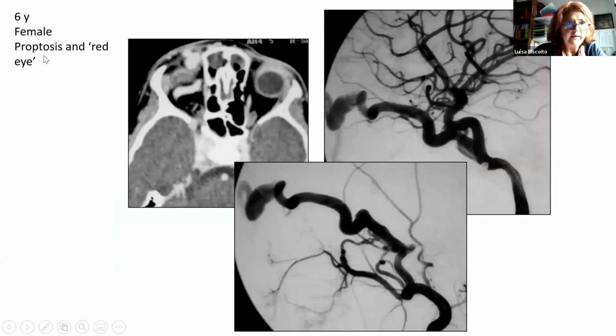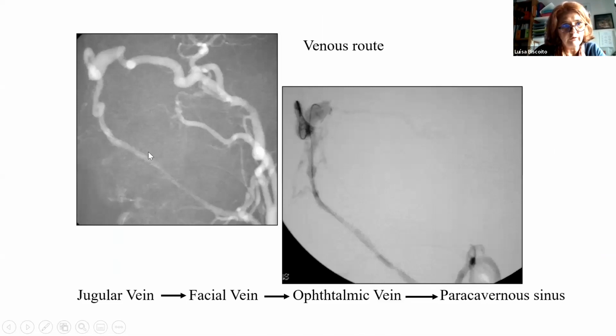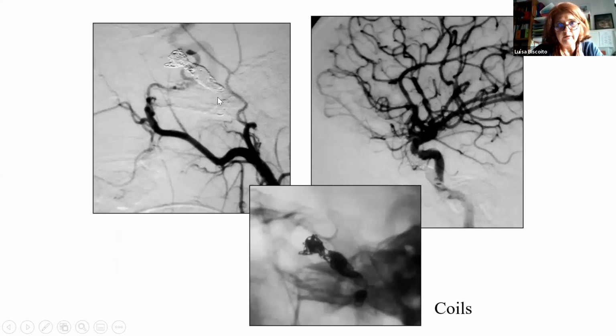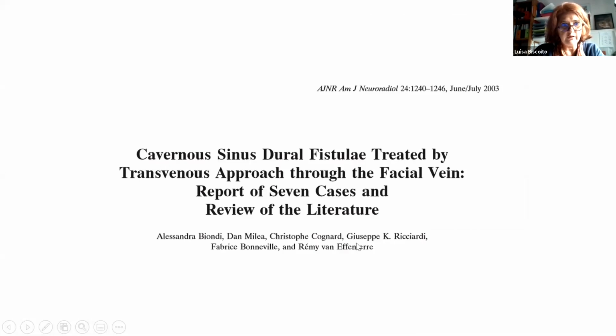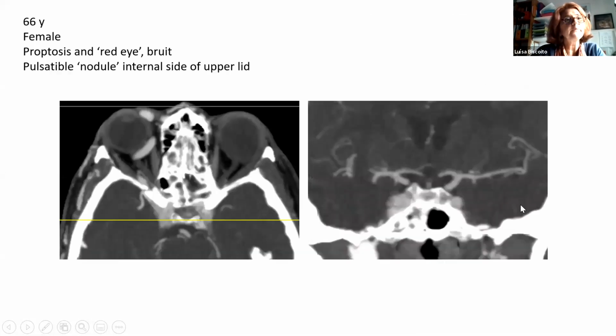There are other cases with a congenital fistula draining only to a huge orbital ophthalmic vein, and we can also use the facial vein and go retrogradely to the point of the fistula and occlude it. So we have to reach the foot of the vein, no matter from where. It's the best way to achieve it. There is an article from Professor Biondi.